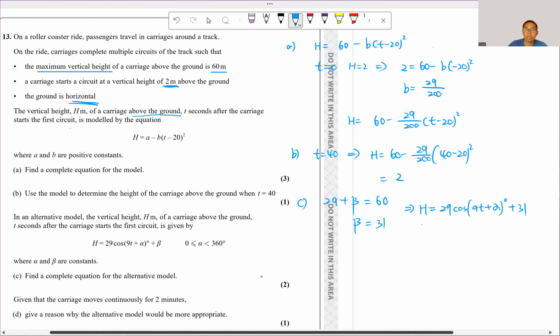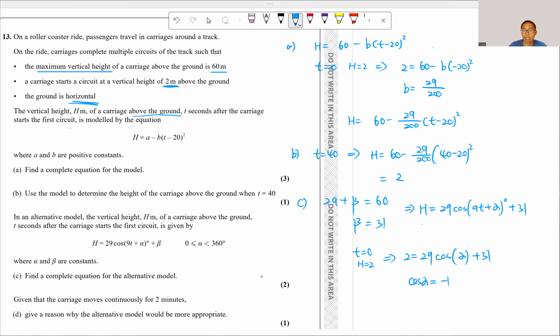And then when t = 0, h = 2. So substitute in: 2 = 29 cos alpha + 31. That means cos alpha has to be equal to -1. And if cos alpha = -1, alpha is equal to 180 degrees. So the final equation would be h = 29 cos(90t + 180)° + 31.